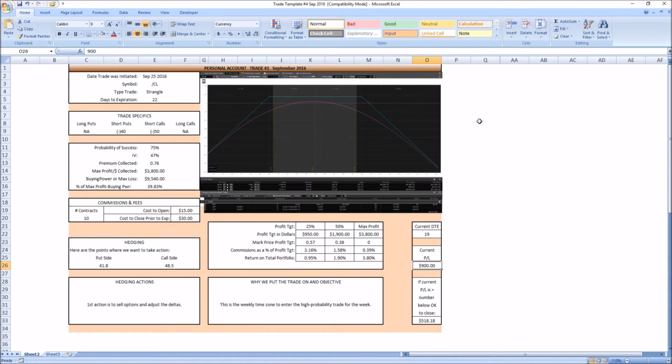So this trade's really working out well, and the reason that this trade is working out much better than the Iron Condor is that the strangles and the straddles just tend to lose that theta just a little bit faster than those Iron Condor trades do.